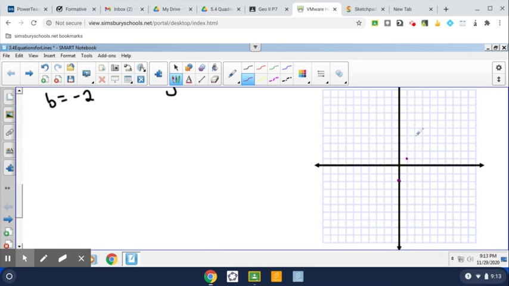Up 3, 1 over. Okay, and then try to connect the dots, try to draw a line, which is not easy. Okay, but the line will look like this. Okay, so this is y equals 3x minus 2. Now we can always check our work using desmos.com, my favorite website.